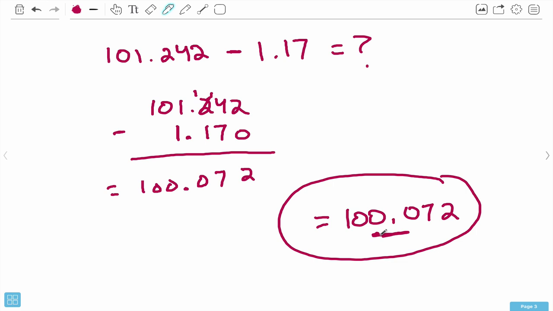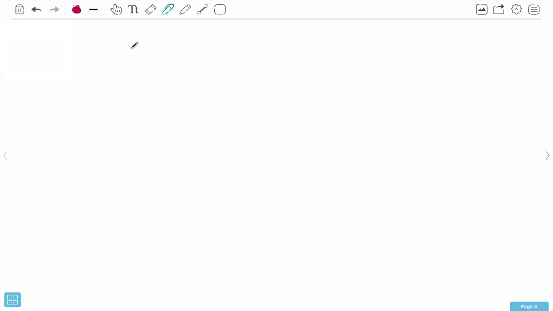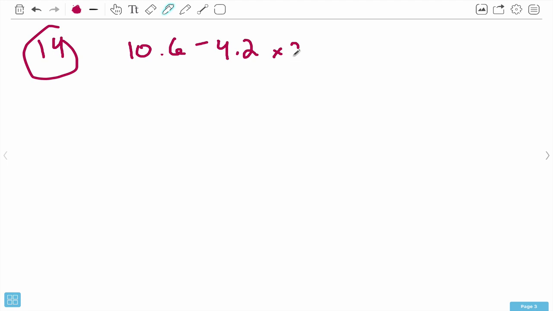And finally, number 14 on your sheet, which is very similar to the one we just did, and we'll end with this one on our fractions and decimals and adding and subtracting and multiplying and dividing. Number 14 is 10.6 minus 4.2 times 2.48 plus 27 equals what?